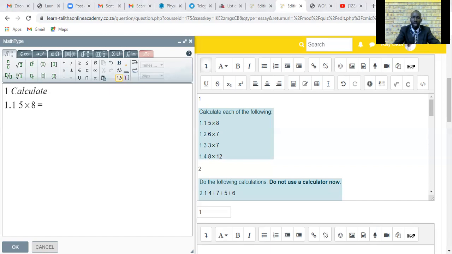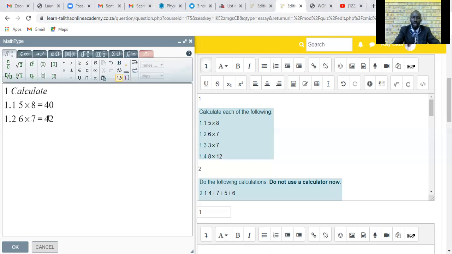We have 5 times 8. What do we get? We get 40. Yes, as simple as that. Then in the next question, which is 1.2, we are supposed to find the value of 6 by 7. And what's the value of 6 times 7? Well, it can also be calculated with the help of a calculator. That is 6 times 7. That gives us what?